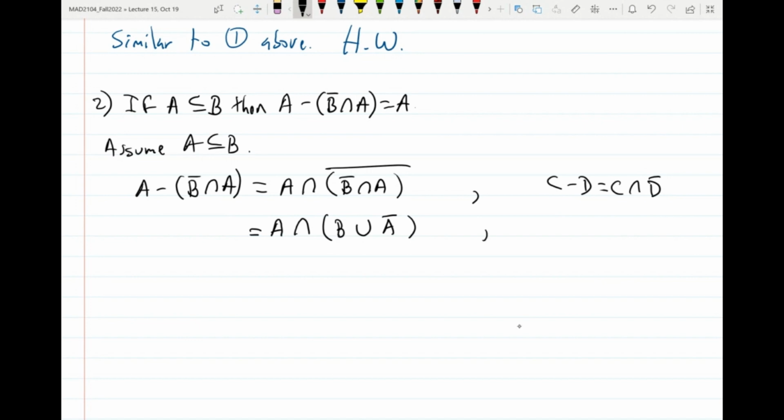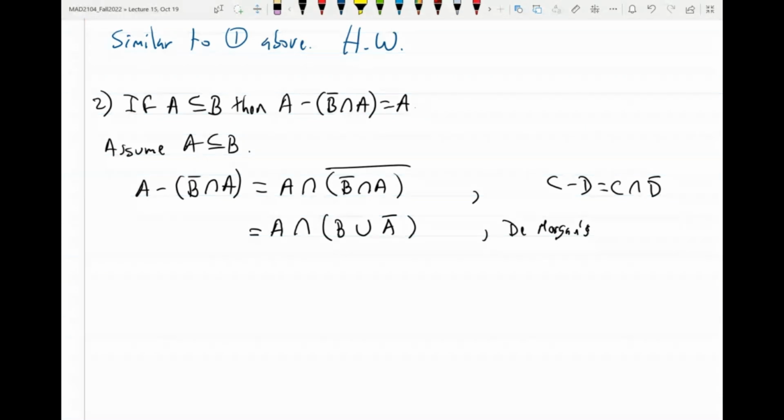So we use two things here. We use De Morgan's and the fact that the complement of the complement is just the set itself. We use those two things. Okay, so what do you think we can do now? What can we do? We can distribute, right? Distribute the property.